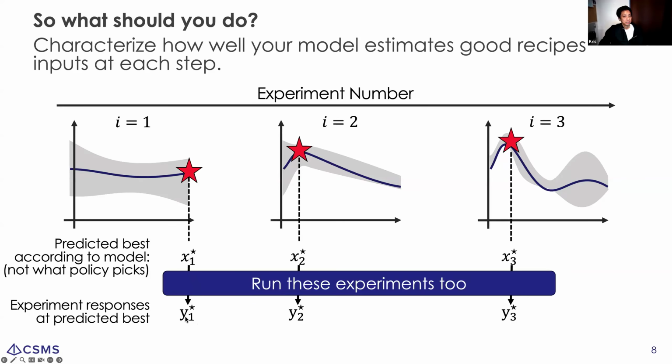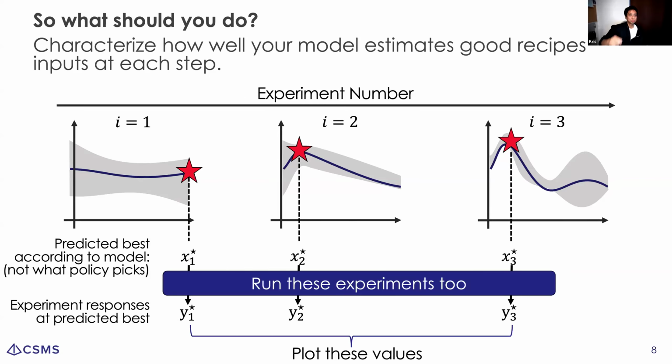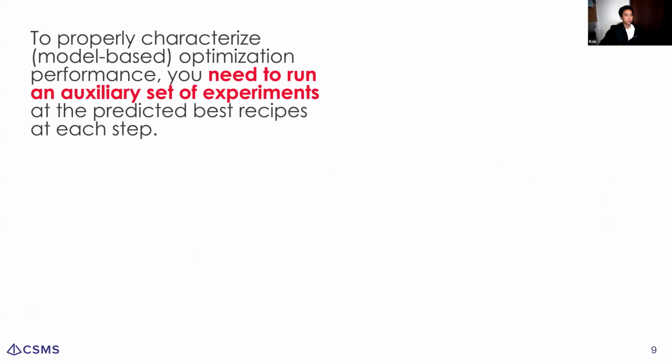And this is the plot where you should look for convergence, asymptotically approaching a good value. This plot of the ground truth response at your predicted best is what you want to plot. This corresponds to those plots of the loss function in machine learning training or any other optimization algorithm you are used to. This is your performance metric to judge optimization. And I just want to point this out.